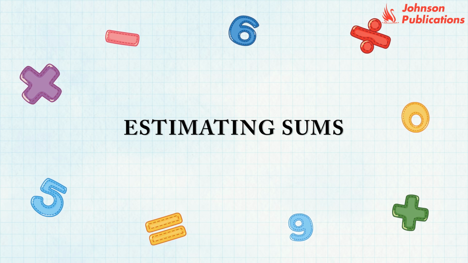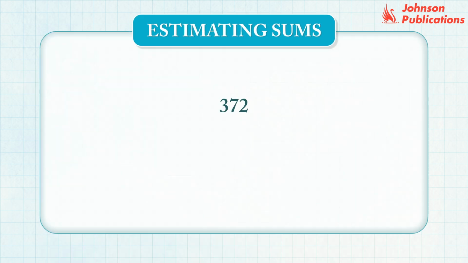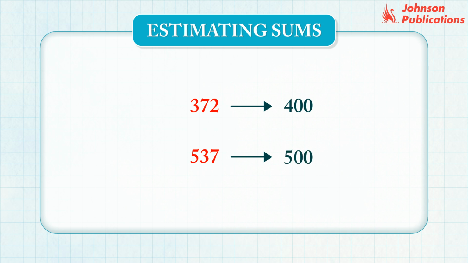Estimating sums. Let us estimate the sum of these two numbers by rounding off the numbers to the nearest hundreds. Also, we will show the actual sum of these numbers. The number 372 when rounded off to the nearest hundreds gives 400. The number 537 when rounded off to the nearest hundreds gives 500.